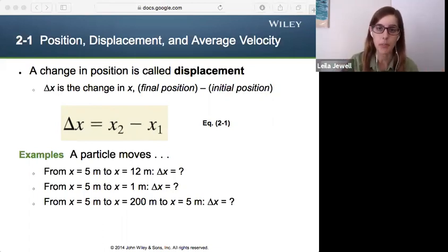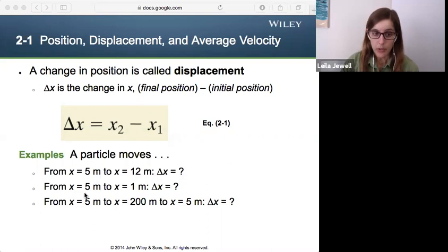So we can look at some examples of this. If a particle moves from x equals 5 to x equals 12 meters, then the displacement, or the delta x, the delta, by the way, is always going to be used to represent final minus initial. That's a Greek letter, the little triangle, the delta symbol, and you can note that it will be final minus initial. So final here is 12, minus initial is 5, and so the displacement then is 7 meters.